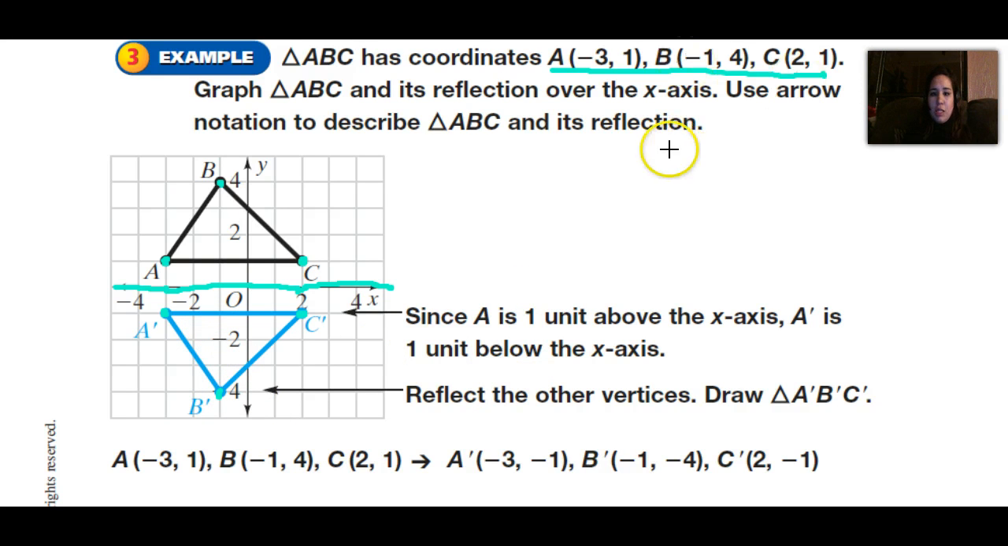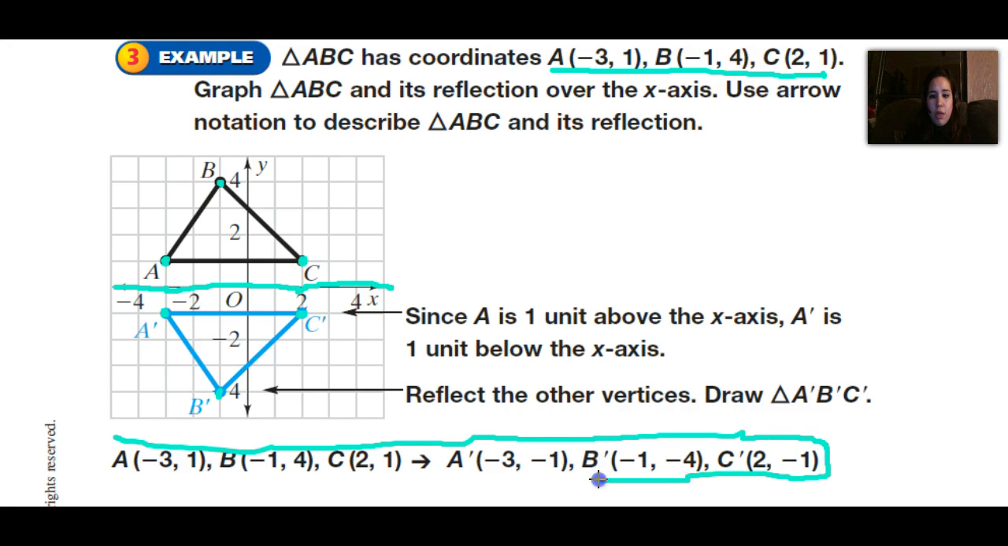And then they ask us to give the coordinates. That would be down here. The new coordinates are the following. Okay, and we can check that. A is at (-3, -1), yes. B is at (-1, -4). And C is at (2, -1).